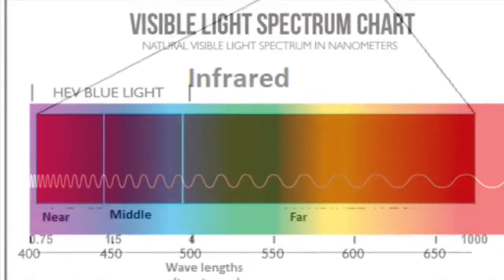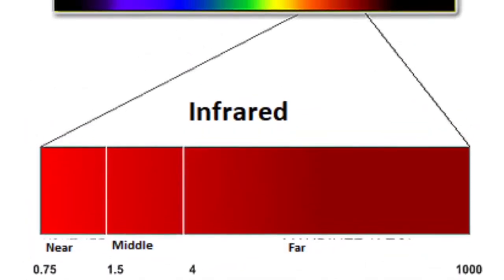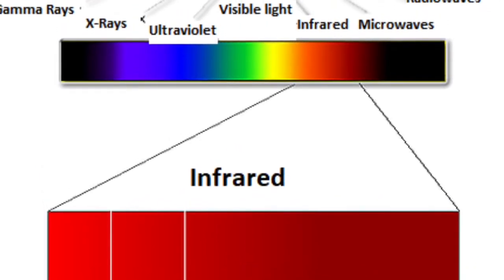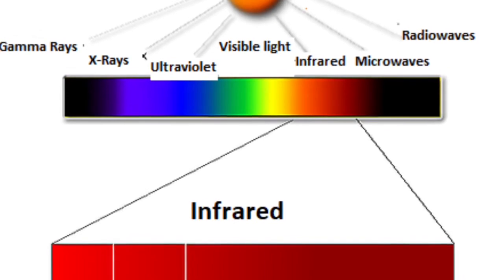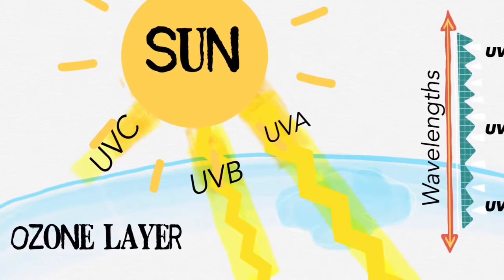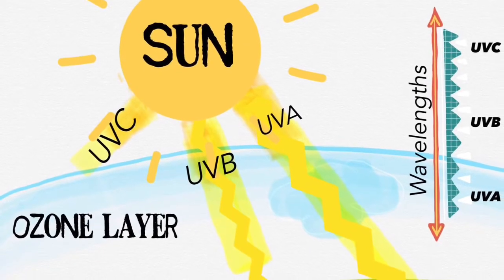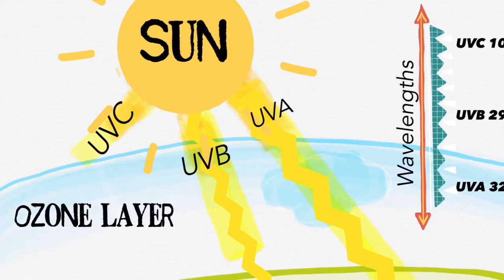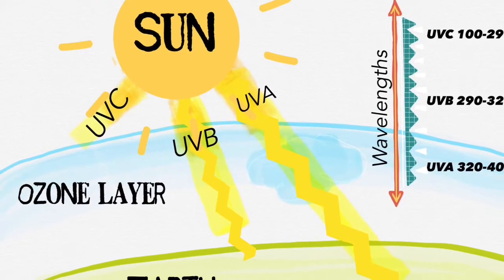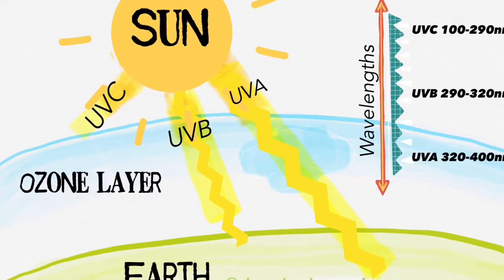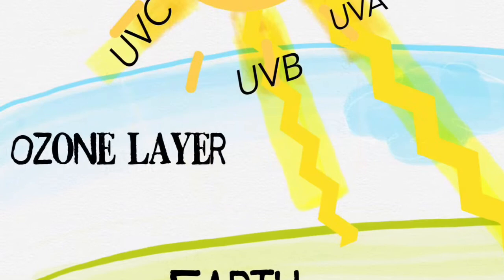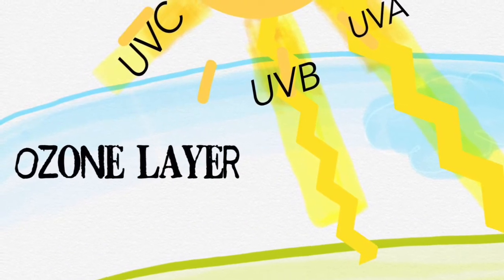Infrared waves are part of the electromagnetic spectrum too. We can't see those, but we encounter them every day. We detect them as heat. Although ultraviolet rays only make up a small portion of the sun's energy, they are the most damaging. They're the shortest wavelength and the most powerful. The sun emits three different types of UV radiation based on wavelengths: UVA, UVB, and UVC.